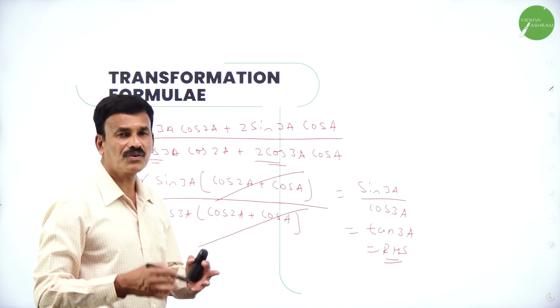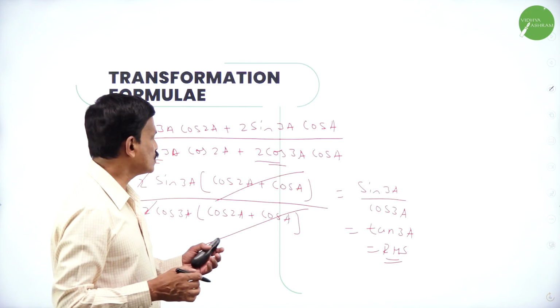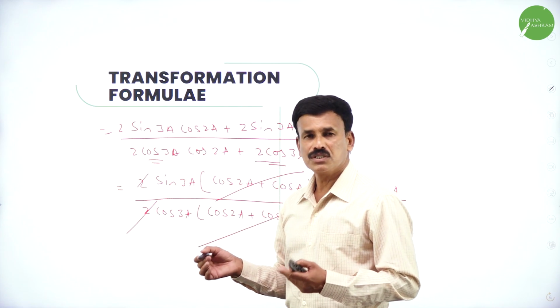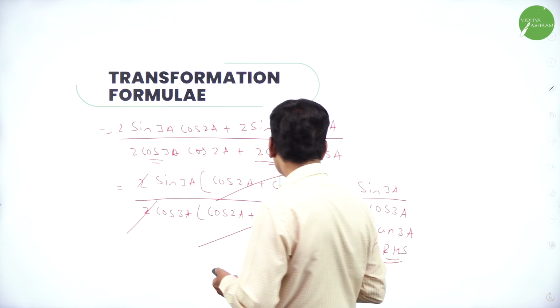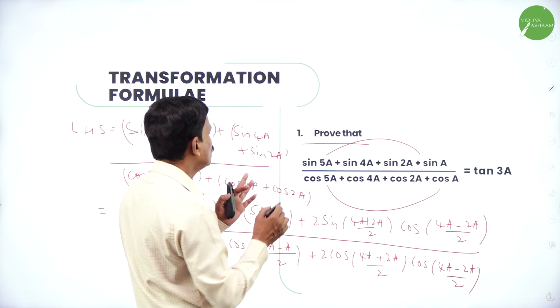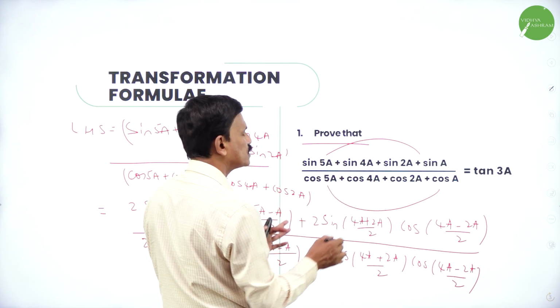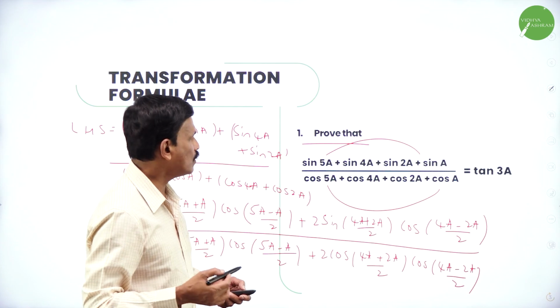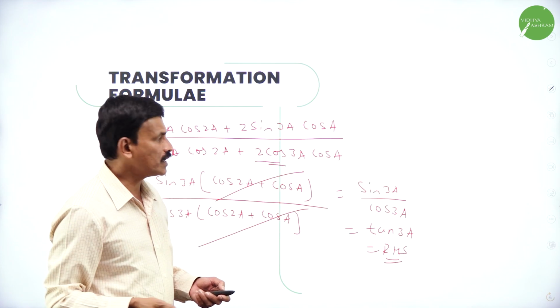Very simple problem for 5 marks and very important. Once you know the transformation formulas, just substitute the formulas and simplify, you will get the answer. That's it. So the important concept is grouping. Just group cos 5a and sin a, and similarly sin 4a and sin 2a. Now hope you followed this. Move on to the next problem.